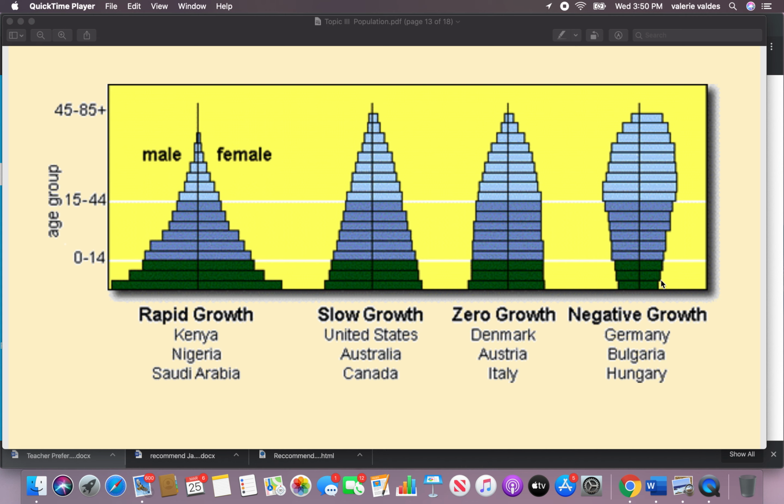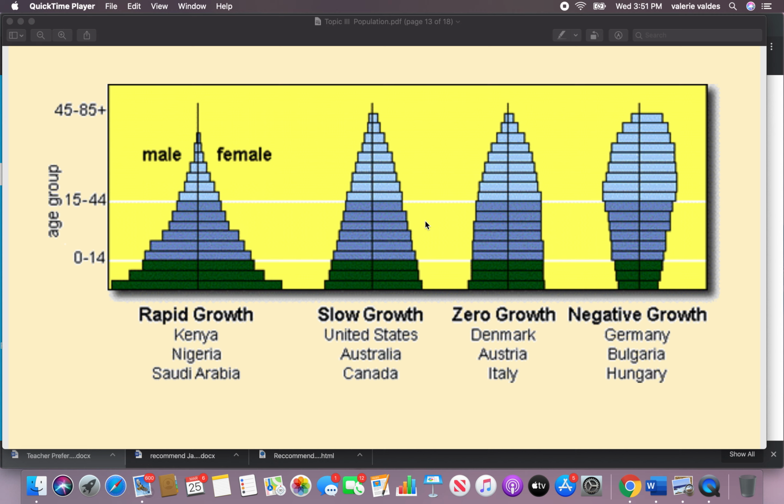Negative growth, you can see that the base here of younger people is much smaller than the older people. So as they grow older, you're actually cutting through that population, and therefore that population will diminish in size.